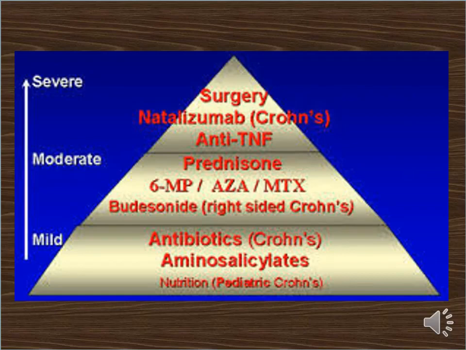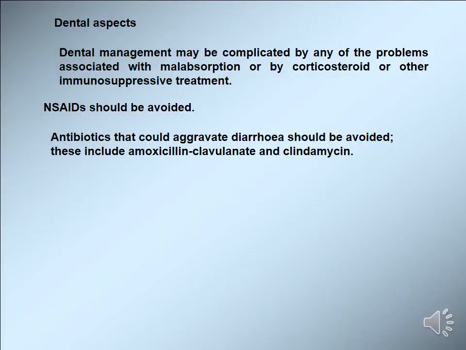This figure shows a treatment triangle for Crohn's disease: antibiotics, aminosalicylate, and nutrition support. In moderate cases, prednisolone and azathioprine, and in severe cases, surgery and anti-inflammatory factors. How do we manage our patients with Crohn's disease?